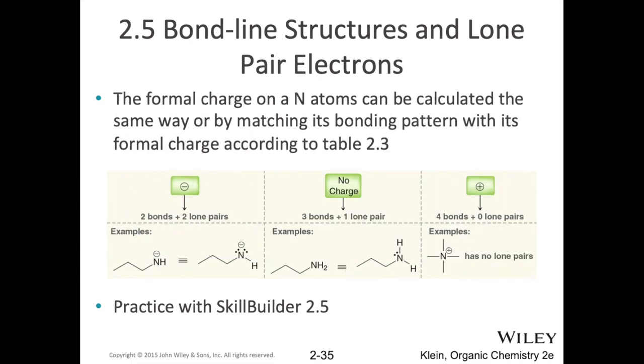Okay. Likewise with nitrogen, you can do a similar system. So nitrogen is in group 5A, or group 15, and should have 5 valence electrons. Okay, so if it's neutral, it meets these 5 electrons by having 3 bonds and a lone pair. If it has a negative formal charge, right, it would have 2 bonds and 2 lone pairs. And if it has a positive formal charge, where it's an ammonium ion of some sort, it has 4 bonds and no lone pairs.